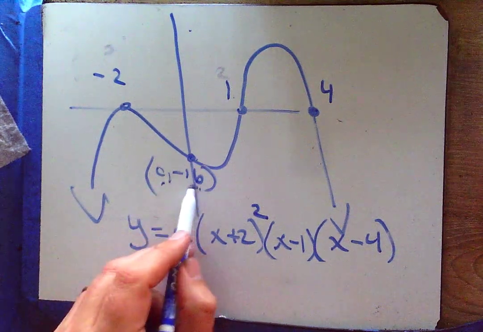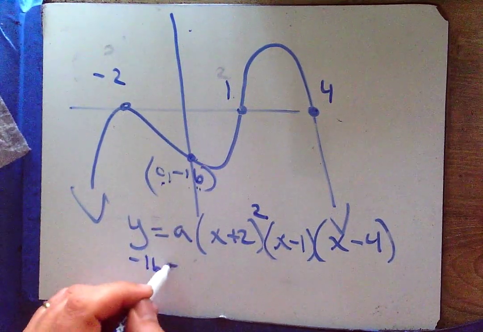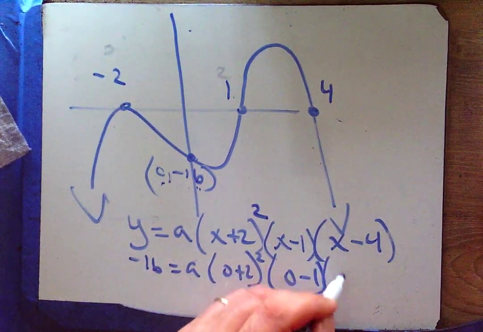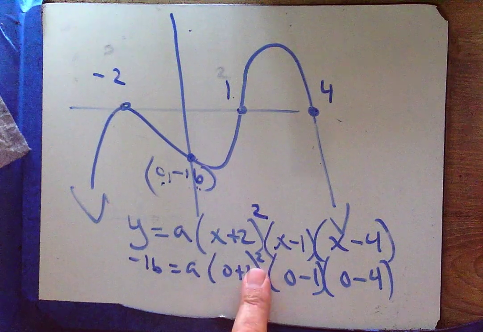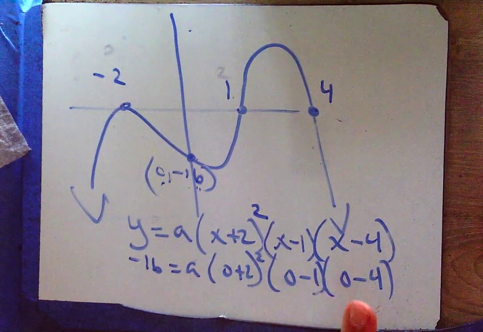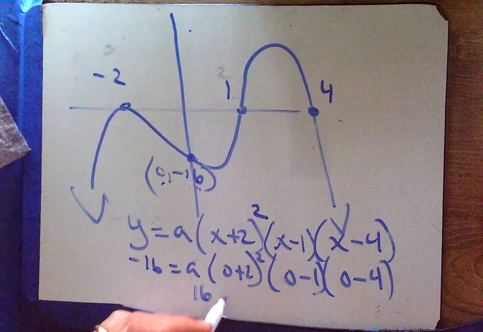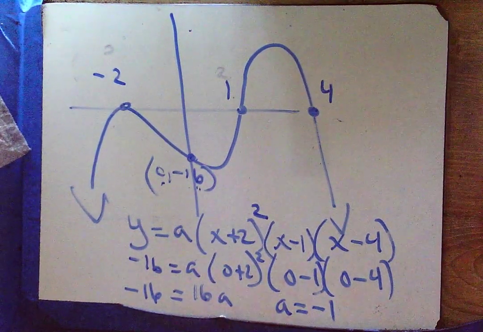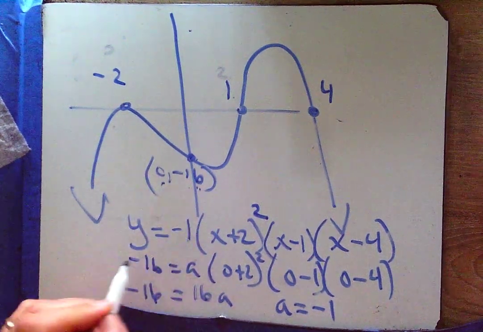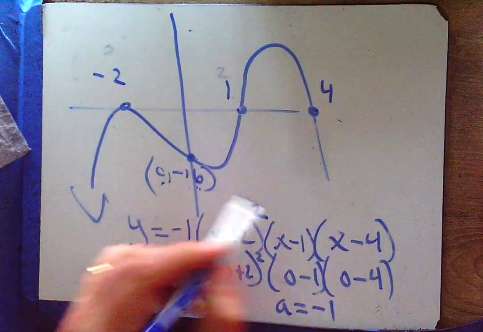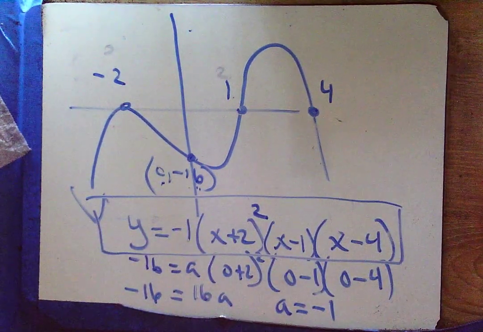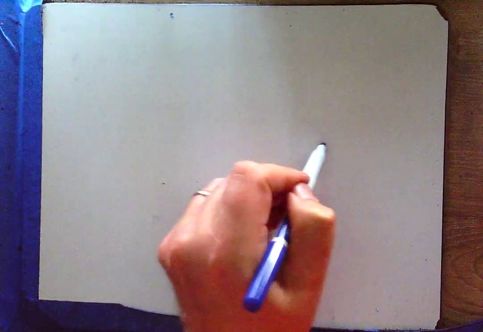I still need to plug in these points. So negative 16 equals a, 0 plus 2 squared, 0 minus 1, 0 minus 4. 2 squared is 4. Negative 4 times negative 4 is positive 16. So I have 16a equals negative 16, which means a equals negative 1. There's my polynomial. Please don't even think about FOILing these out. That's so Algebra 2.